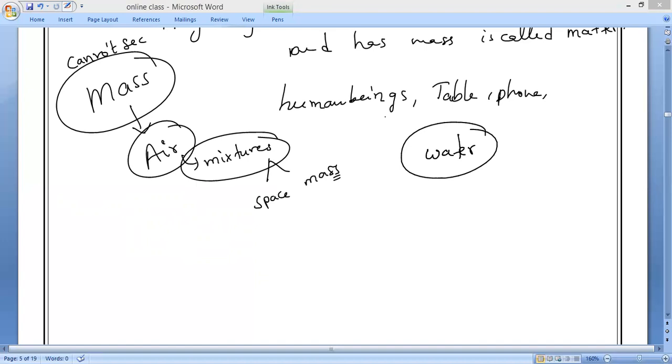Understand? So why are we calling all these substances matter? Every substance occupies volume and has some mass. Will you accept that, guys? Please respond. Yes, sir. Everybody.